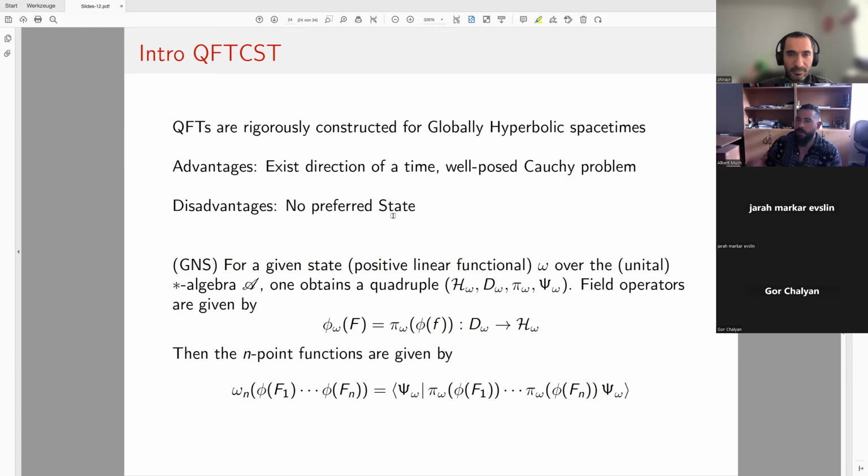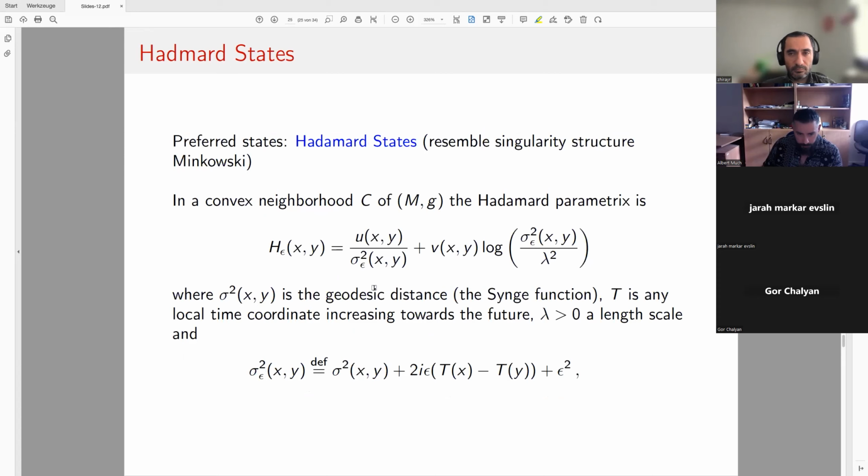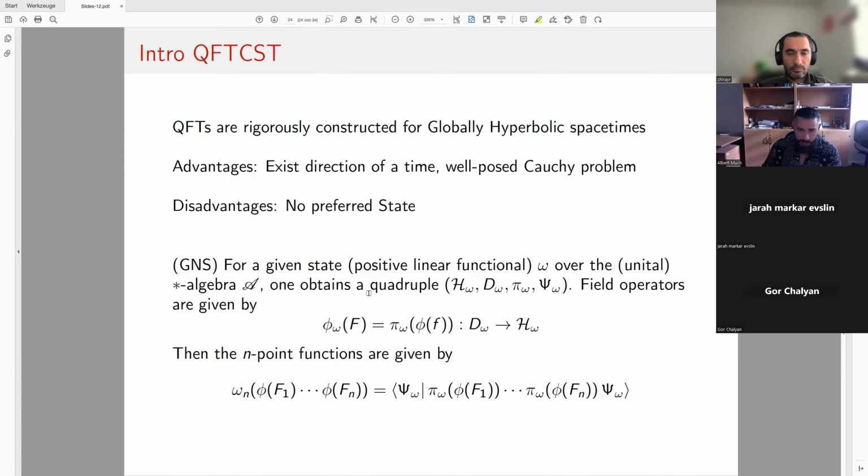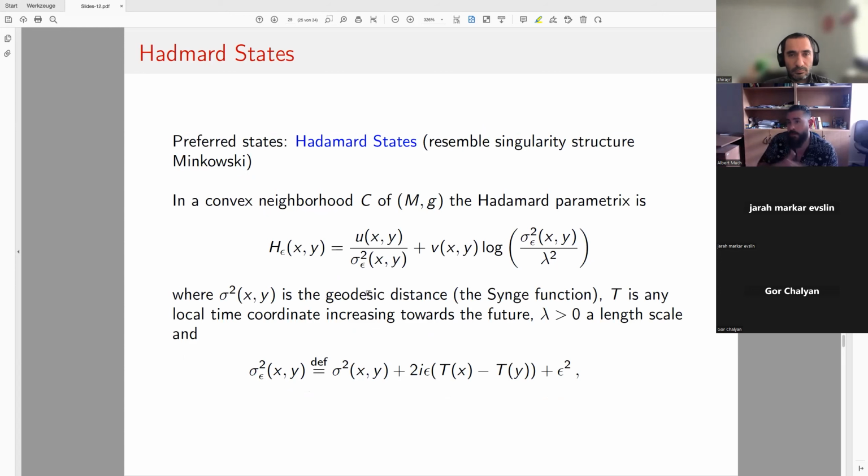Now, of course, in Minkowski spacetime, there is a preferred state because this is the vacuum. It's invariant under Poincaré transformations even. And so it selects exactly this one state. In general spacetimes, you could have a spacetime with no symmetry at all, and then there is no such state. But as I said, it's no problem because actually you have the Hadamard states. And Hadamard states, they resemble the singularity structure of Minkowski. And the equivalence principle basically tells you, if you go to short distances and neglect a little bit the curvature, everything looks like Minkowski. Very naively spoken.